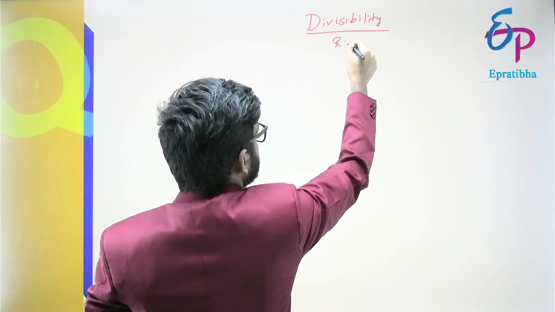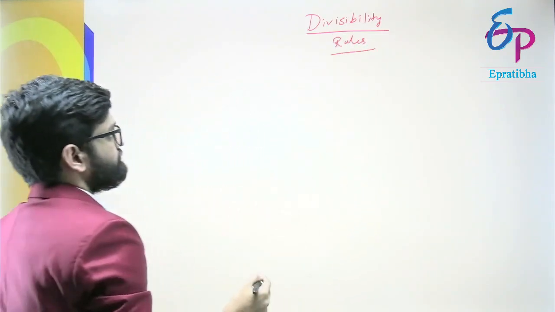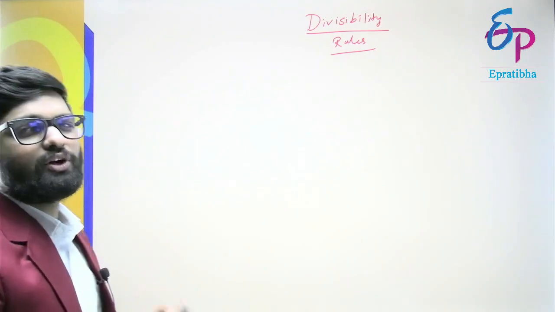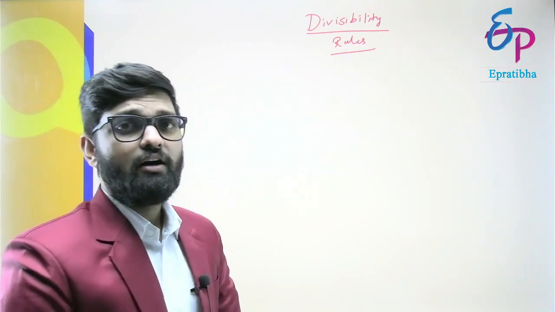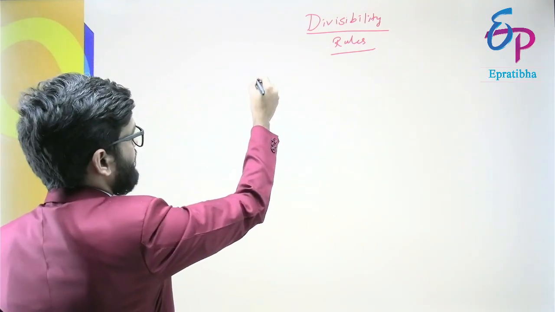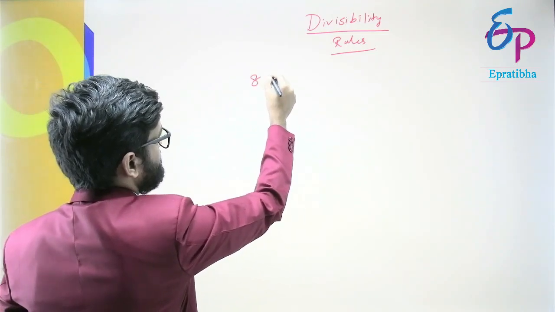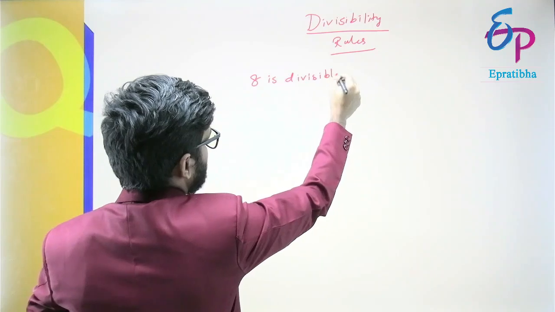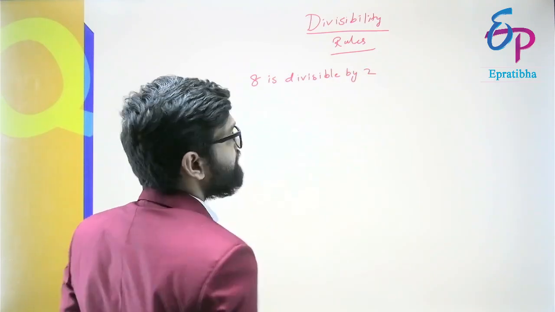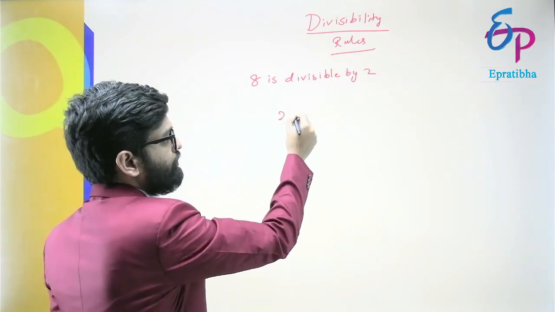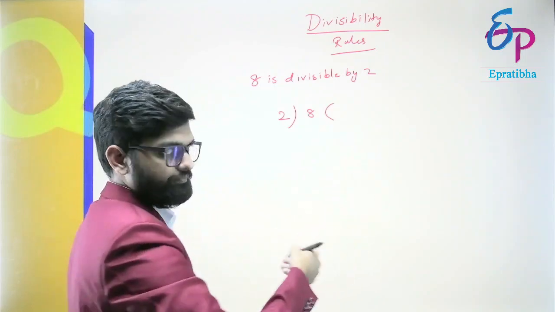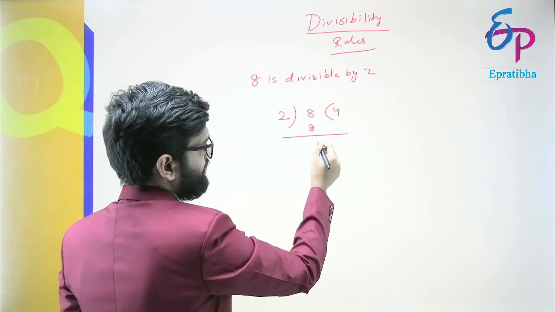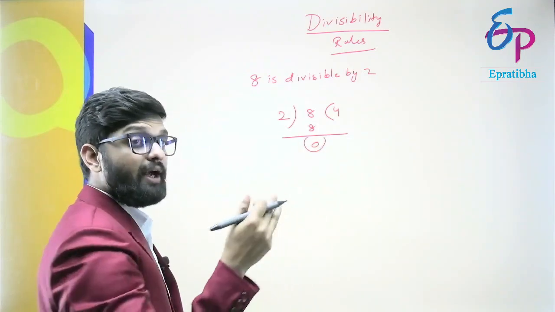Divisibility rules. Now we'll see generally the 1 to 19 divisibility rules. First of all, what is the meaning of divisible? If I tell you 8 is divisible by 2, what is the meaning of that? Whenever you divide 8 by 2, 2 4s are 8, right? You are getting the remainder as 0.